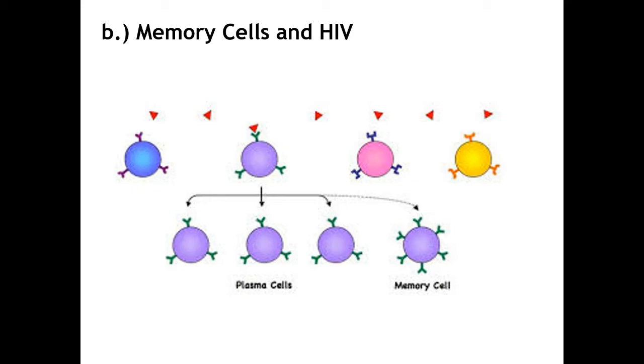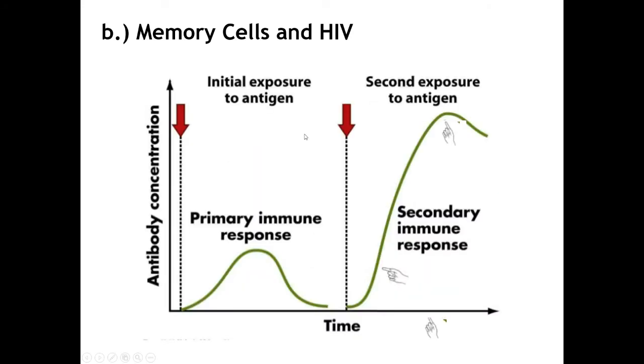But these memory cells mean that the next time your body is infected with that invader, it knows exactly what's happening. It's done this before. It can mount a very quick response. It can mount a response that has a lot of lymphocytes being produced, and it can do it a lot earlier on. This response also tends to last for longer.